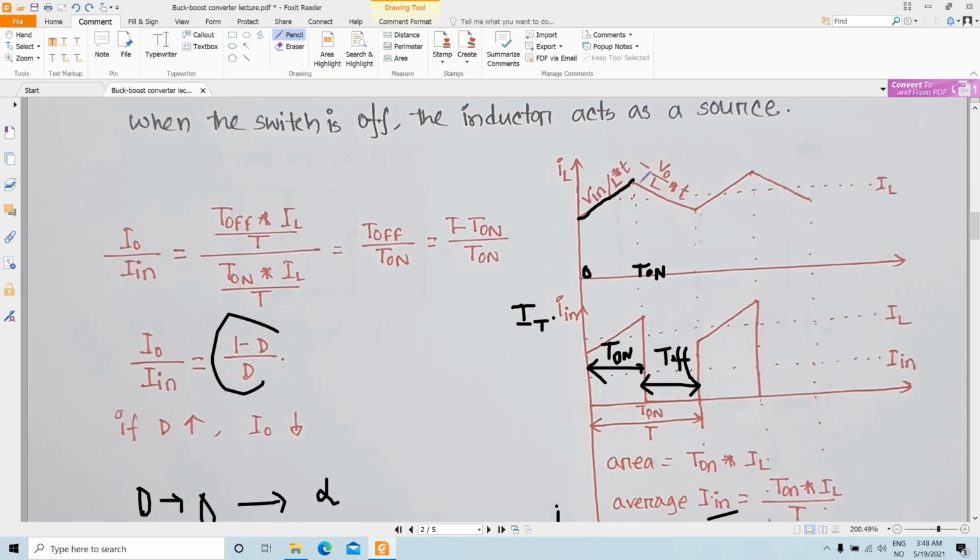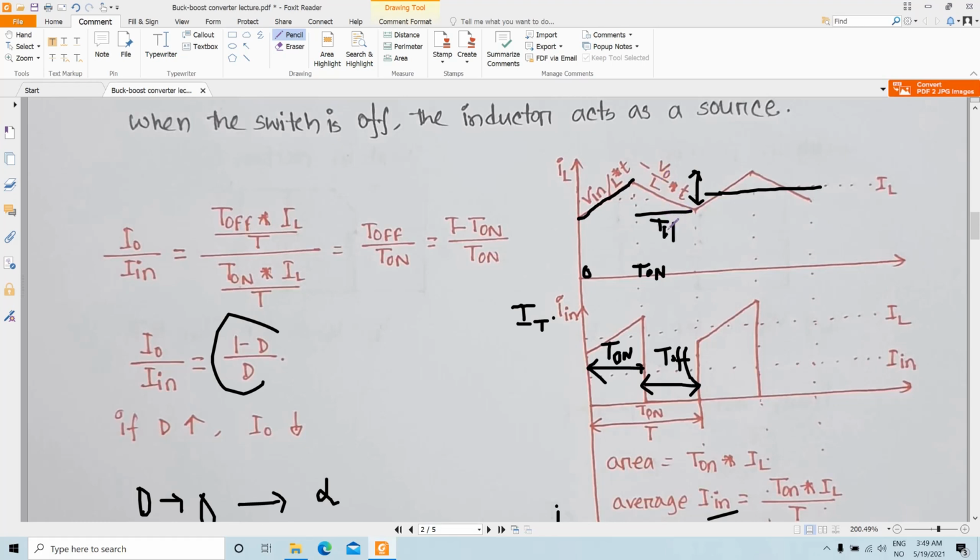We can see it from here. So this is our IL. So IL plus, as this is in the midpoint of this peak to peak value, and the peak to peak value is basically, if you know the slope and if you know the time, so you know the slope here is minus V out divided by L. So V out divided by L is the slope, and the time here is T off.